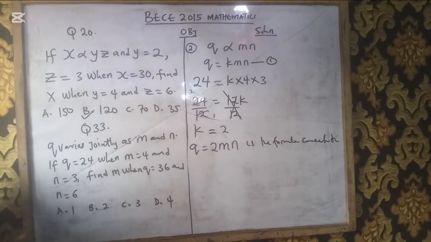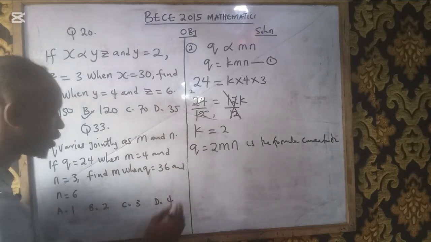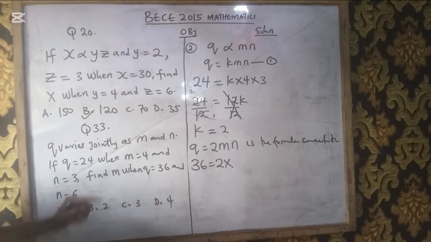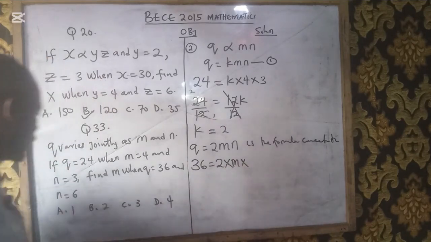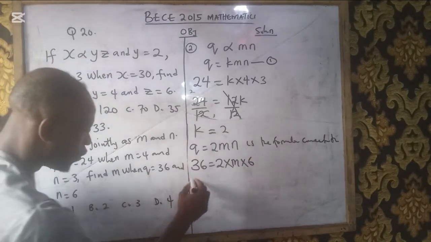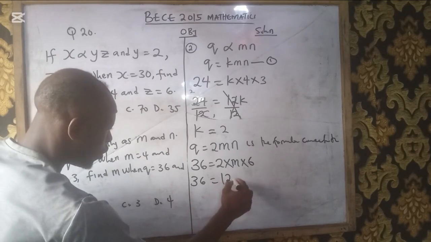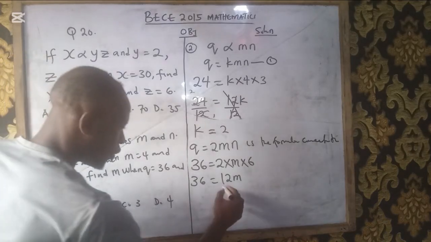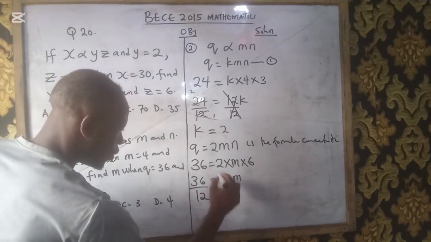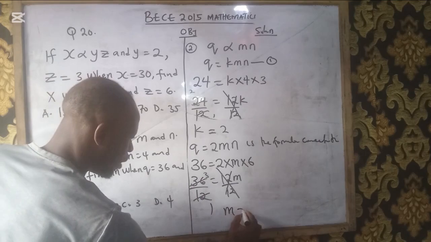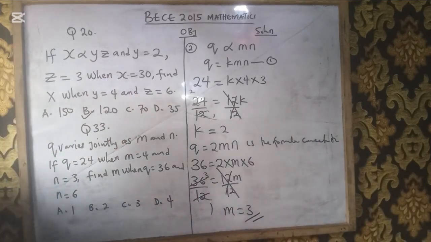What's the next thing we are supposed to do? Find M. So we are now looking for the value of M when Q is 36. So 36 equals 2 times M, which is what we are looking for, times N, which is 6. Do you understand? That's going to give us 36 equals 12M. To get the value of M, we divide both sides by 12. So the whole of this cancels out, then 12 here 1, 12 here 3. So the value of M is 3, which is option C.